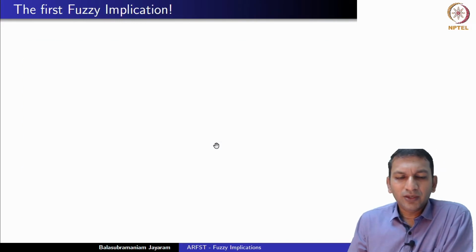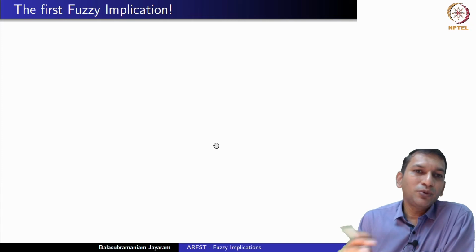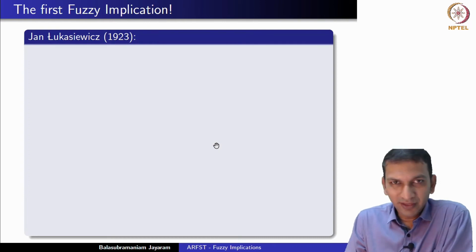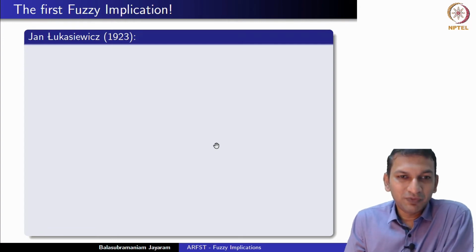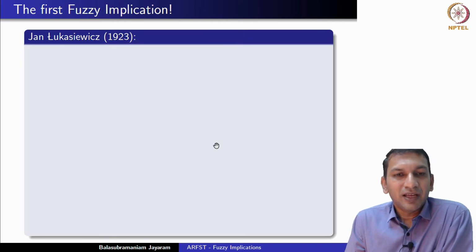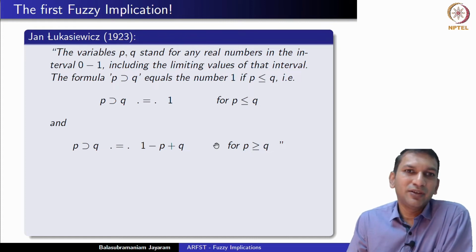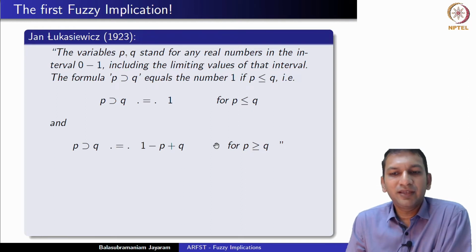Okay. Let's look at what was the very first fuzzy implication that was proposed, or what could be considered as the first fuzzy implication that was proposed. It was way back in 1923, almost 100 years before today. A Polish logician, Jan Łukasiewicz, proposed this in one of his papers, and this is in some sense a good translation from what would have been written in the Polish language, wherein he said, the variables P, Q, let them stand for any real numbers in the interval 0, 1, including the limiting values of that interval.